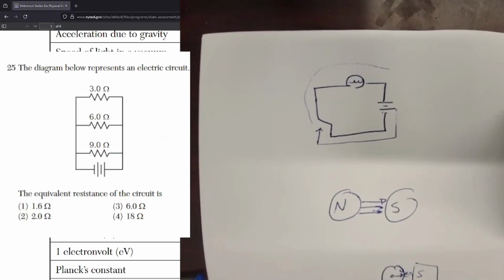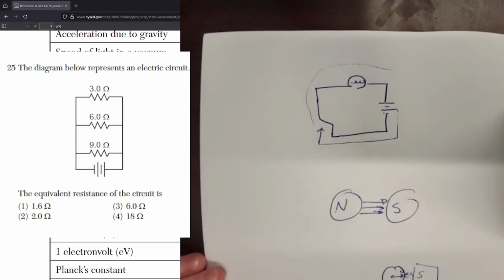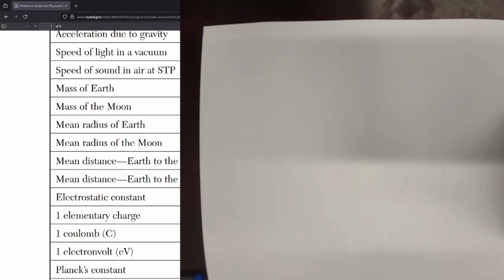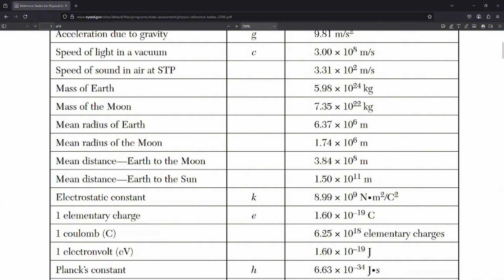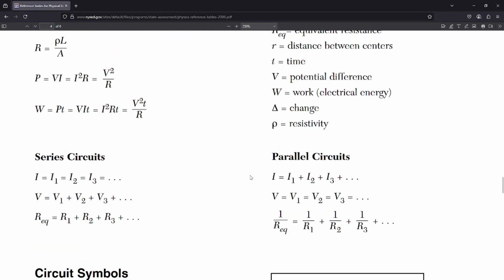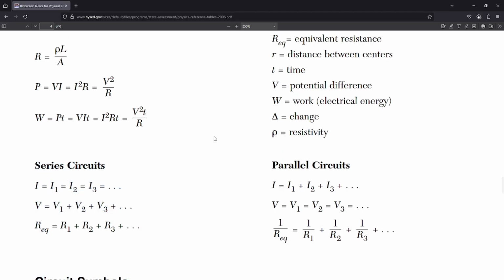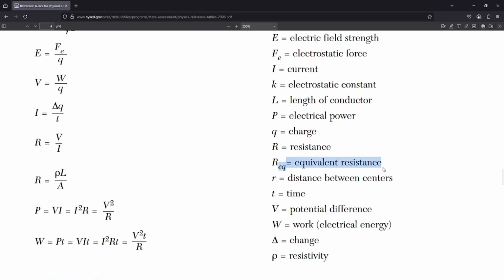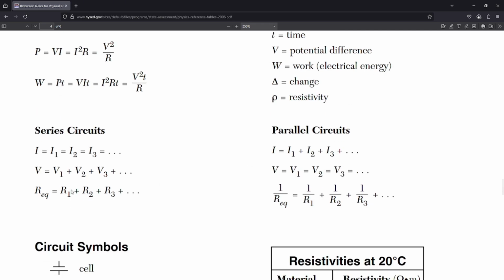Okay, next one. It says the diagram below represents an electric circuit. The equivalent resistance of this circuit is blank. When you're finding the equivalent resistance, there's two ways to approach it. You have two formulas for this. If we look at our reference table, in the electricity section, we have Req, the equivalent resistance. You have Req equals R1 plus R2 plus R3, and so on, or 1 over Req equals 1 over R1 plus 1 over R2 plus 1 over R3 and so on.